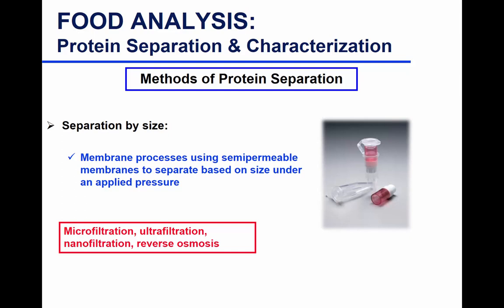Separation by size can be done on a lab scale using membranes or on an industry scale. I'll give you the example on a lab scale. Let's say I hydrolyzed the protein and now I have protein peptides of different sizes. I want to remove large polypeptides and just keep the small peptides that I want to determine the antioxidant activity of. I care only about small peptides.